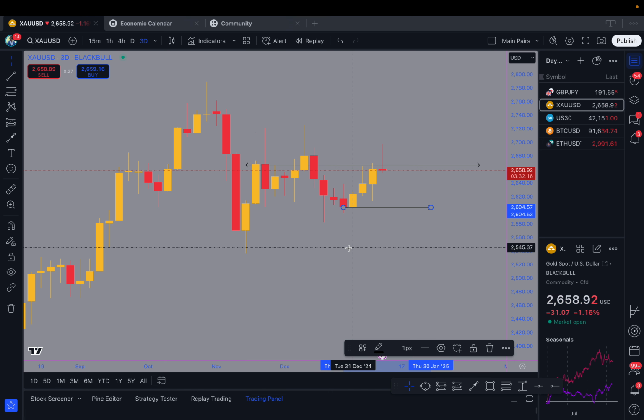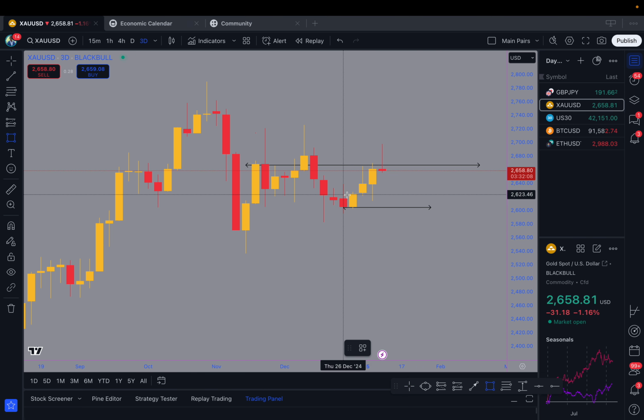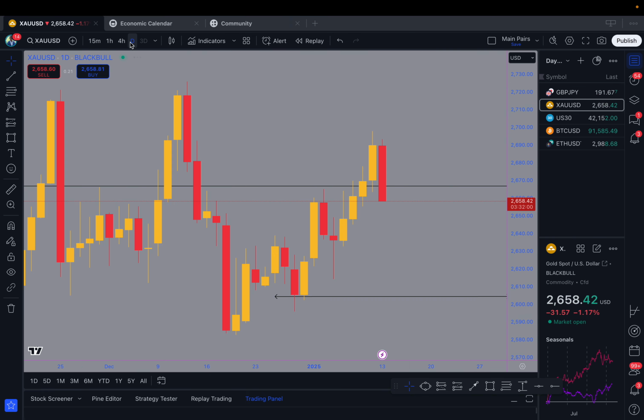And something that we also want to pay attention to is that we can notice a FEG, a fair value gap. But this is on the 3-day time frame, so I would not really count this as deep. Come right here, 2638. So this could be a target level. Let's go down to the daily time frame.